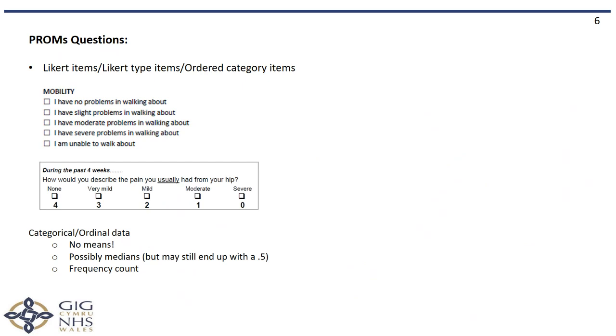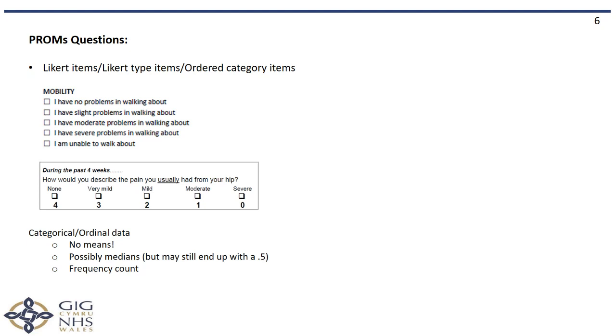So I'll just quickly mention common types of data in PROMs. So the majority of individual questions look like the two examples there on the left. And these are Likert items. So Likert items have specific definitions, which I won't go into because I can never remember them all. But essentially, they are ordered multiple choice questions.